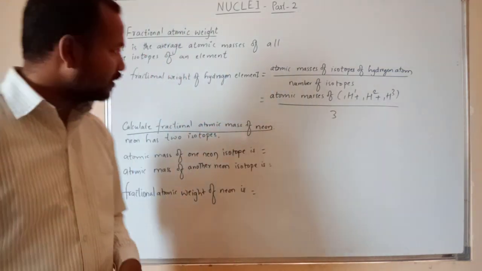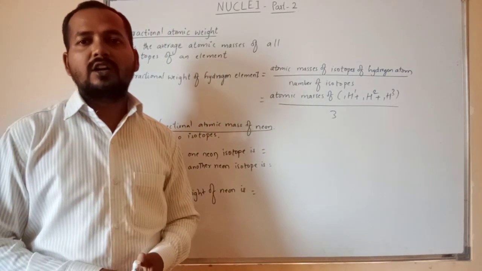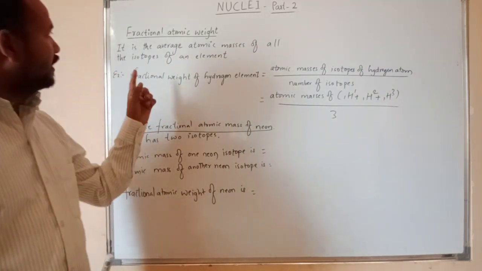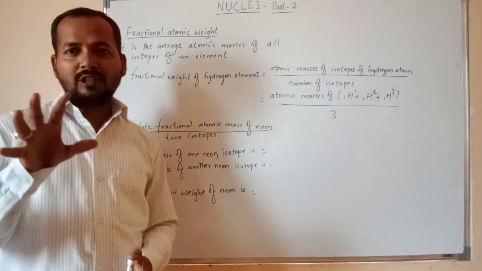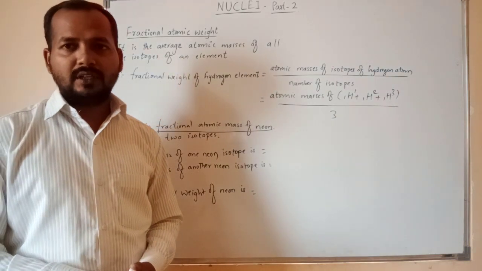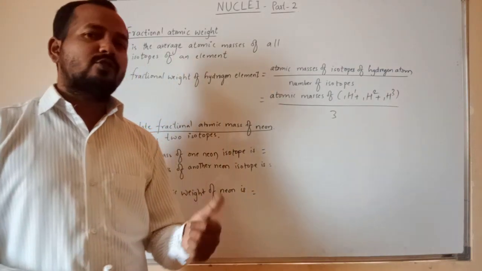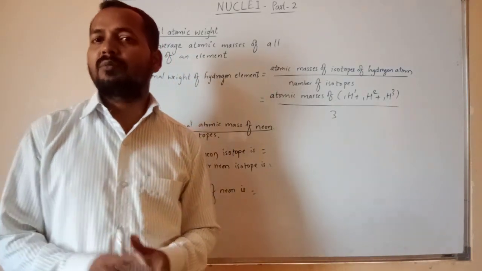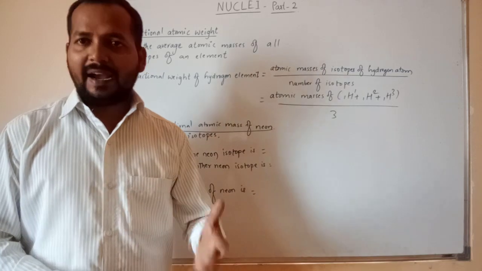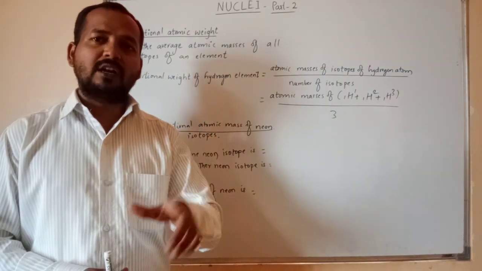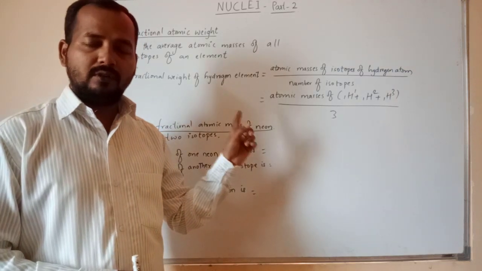Okay, let us move towards the concept known as fractional atomic weight. What is fractional atomic weight? It is the average atomic masses of all the isotopes of an element. An element has different isotopes. We know what isotopes are. Isotopes are those having the same atomic number but different mass number. And the average mass of all those isotopes of an element gives the fractional atomic weight.